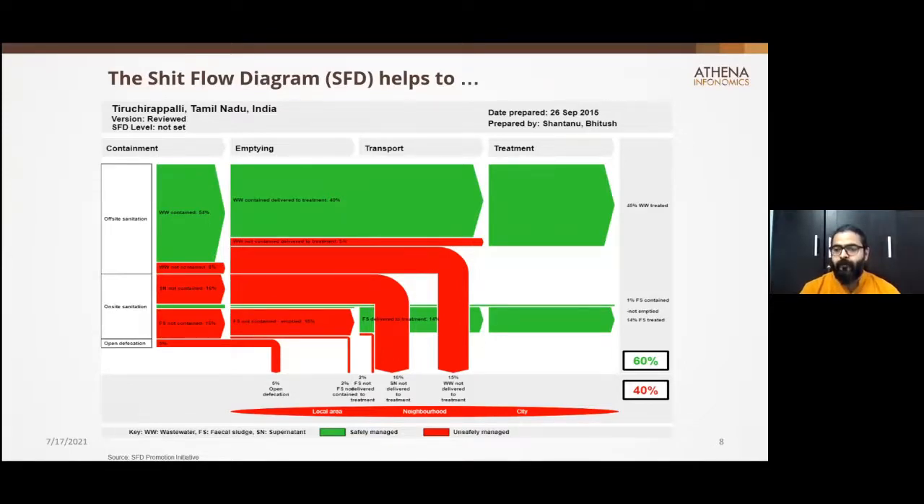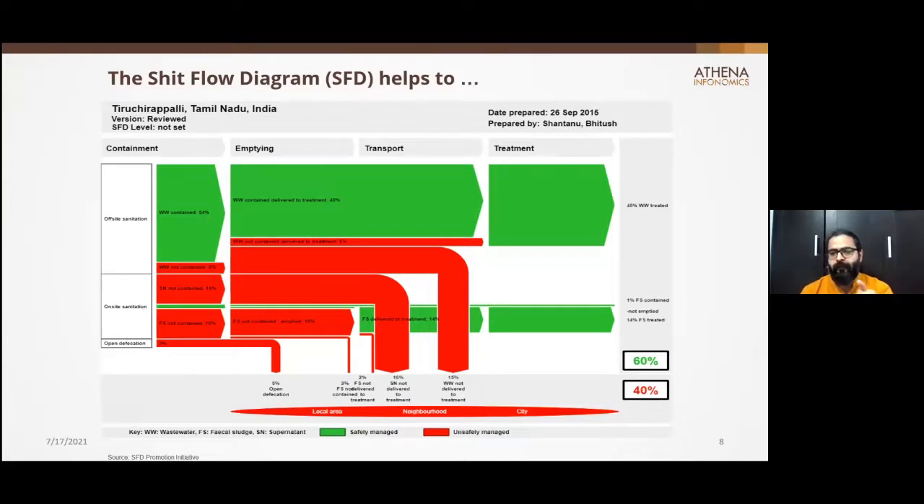Yeah. So again, why I would say an SFD is a true representation of a baseline of a town is because the arrows which are red are telling you that some kind of intervention is required in that stage itself.